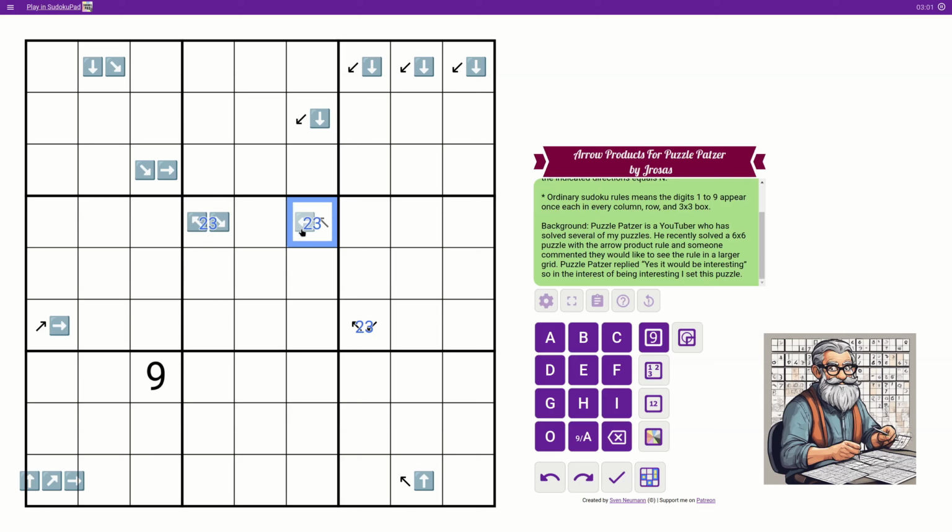But this one is saying that if this one is 2, that means that the product of these, this could have never been 2. No, this could have never been 2. No, it can't. This one is going up, not down. I just didn't see it properly.